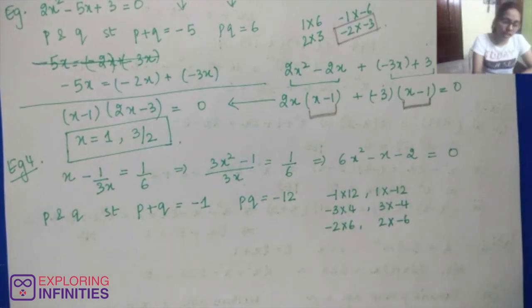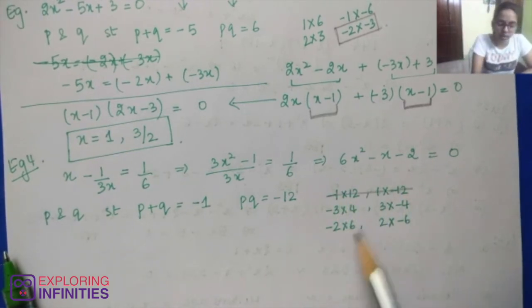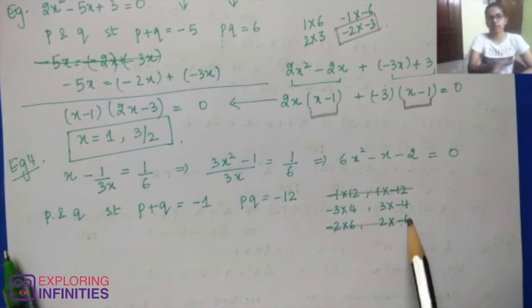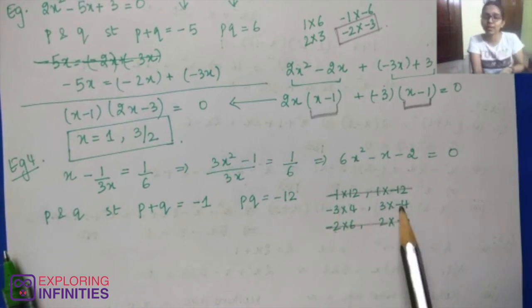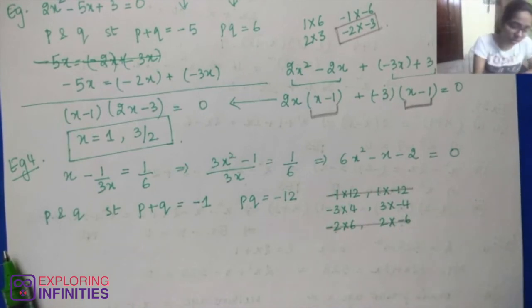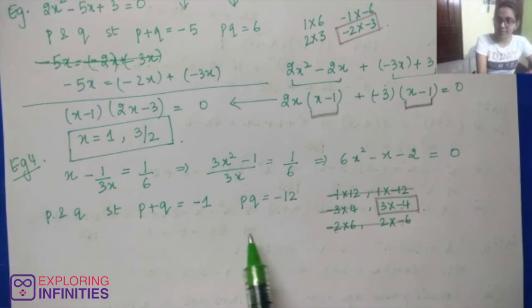Now you'll start checking the sum of each pair, which one has minus 1. So we can simply eliminate these two. These are definitely not going to give me minus 1. If I have a look here also, this is also not going to give me minus 1. The only possible pair is this. So I need minus 1. My minus sign should be with 4 so that I have minus 4 plus 3, which gives me minus 1. So this means this is also not possible. So this is the pair which satisfies both the conditions. So I'll simply split my middle term minus 1x into minus 4x plus 3x.